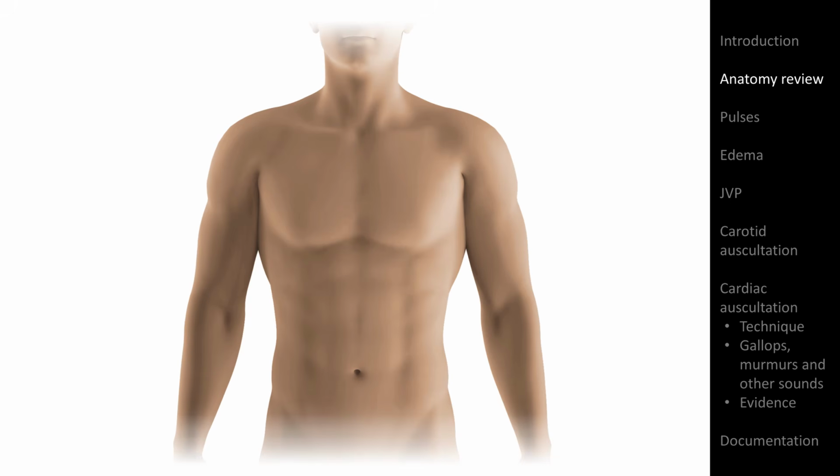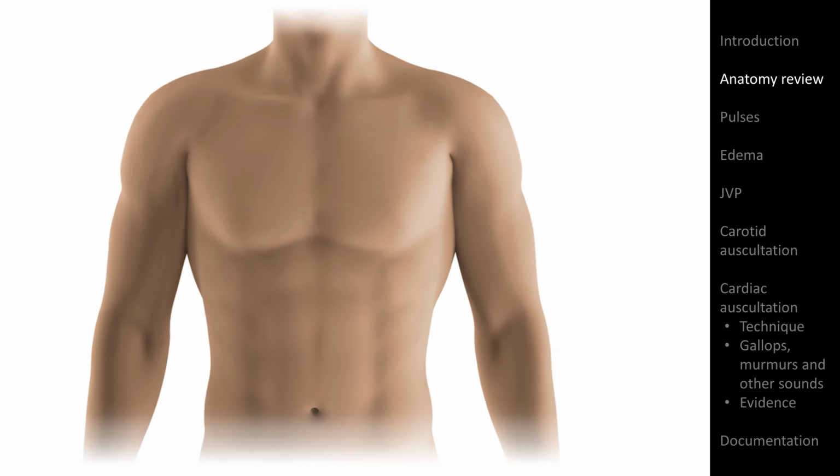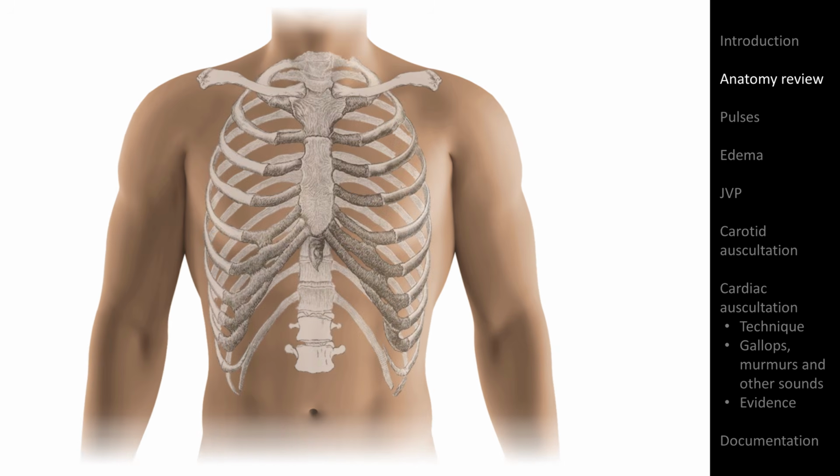So here's the torso. Let's visualize where the rib cage lies and the heart and great vessels beneath it. When describing the location of findings in the cardiac exam, we need to refer to the surface landmarks because that will be a point of consistency between exams performed at different times or by different people. Most of these landmarks are relatively obvious. For example, the ribs, the intercostal spaces between the ribs, the sternum, and the clavicles.